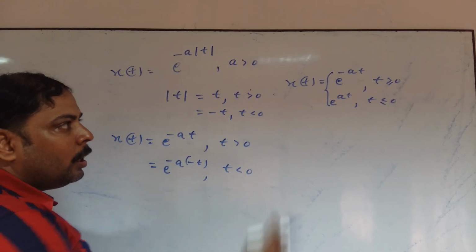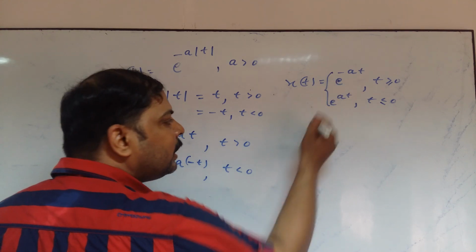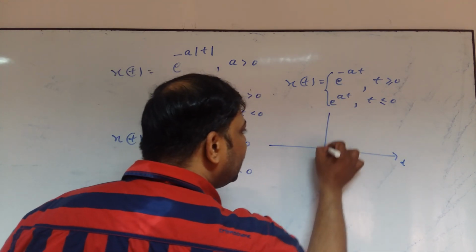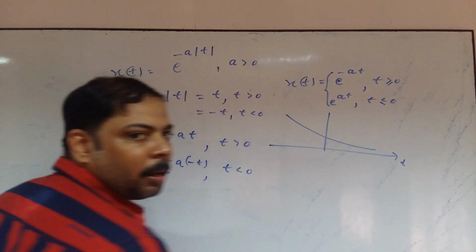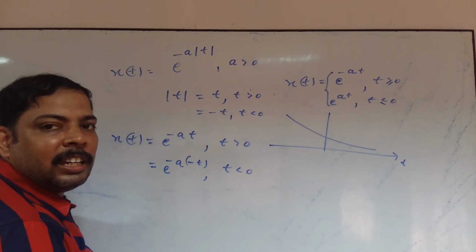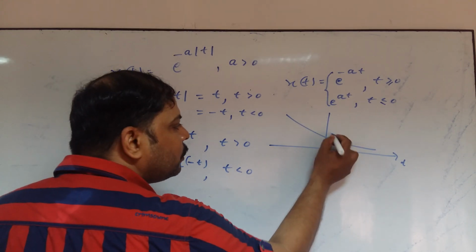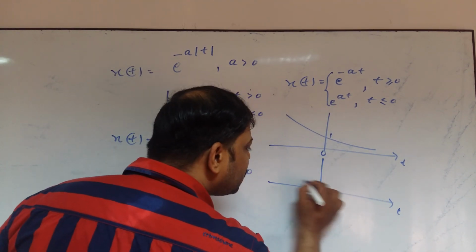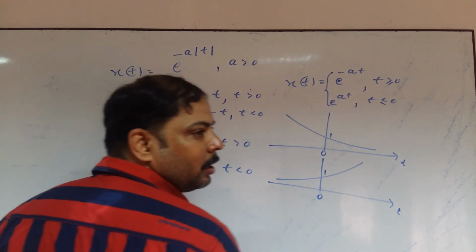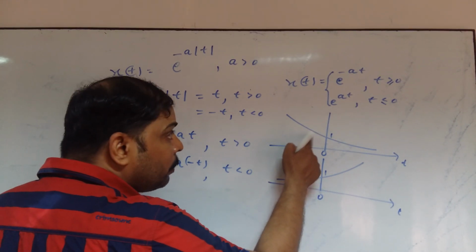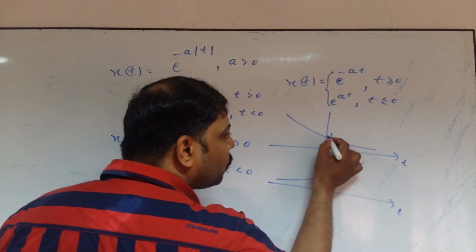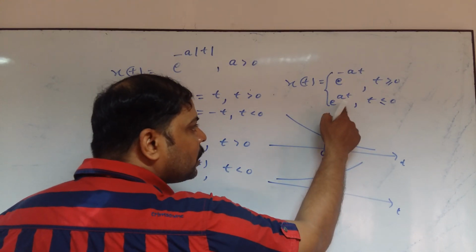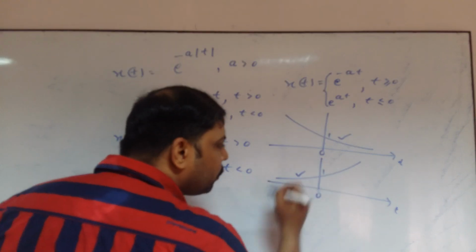Now see, you know the plot for e to the minus a t. It is basically an exponentially decaying function. Yes, I have covered it already. This is an exponentially decaying function. At 0 the value is 1. Now you know this plot. This is an exponentially rising function. This function's value at 0 is 1. But this function you have to plot for t greater than 0, that means only this side. This function you have to plot for t less than 0, that means you have to plot this side.